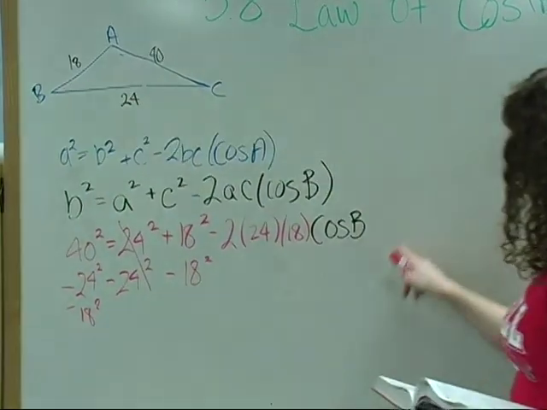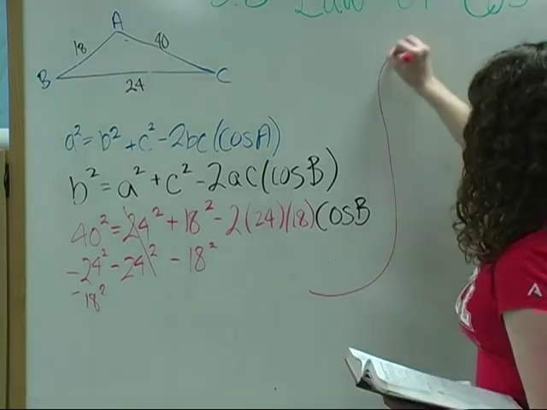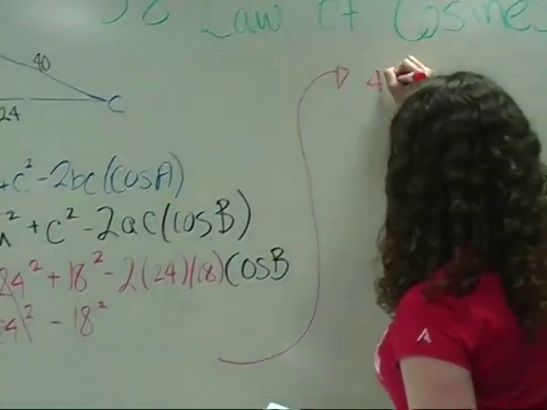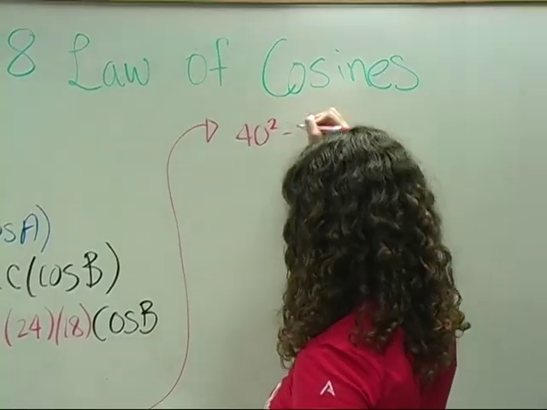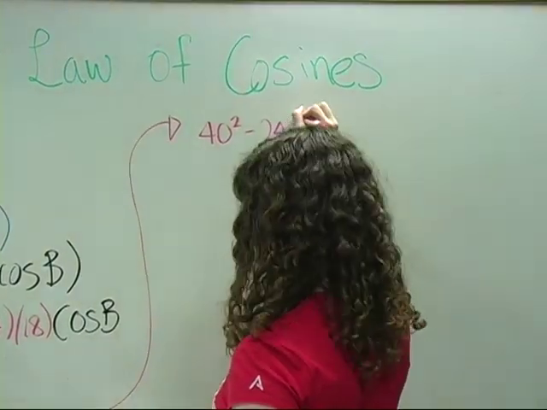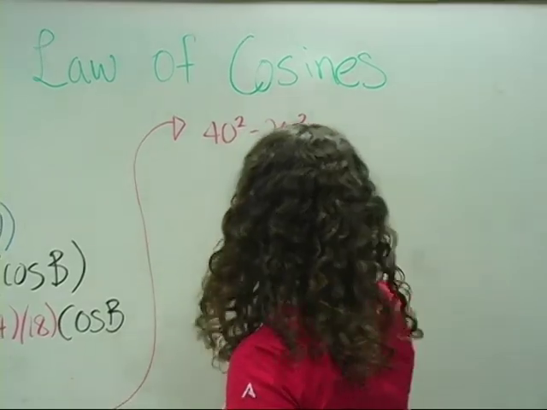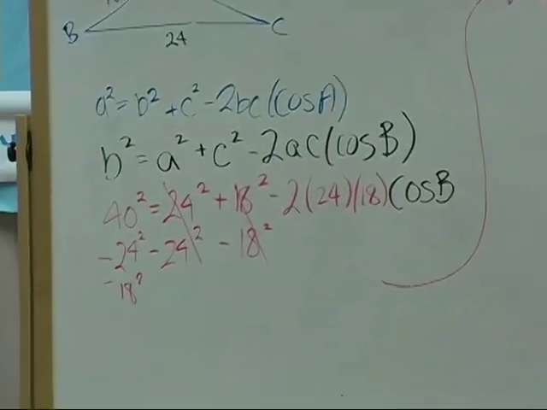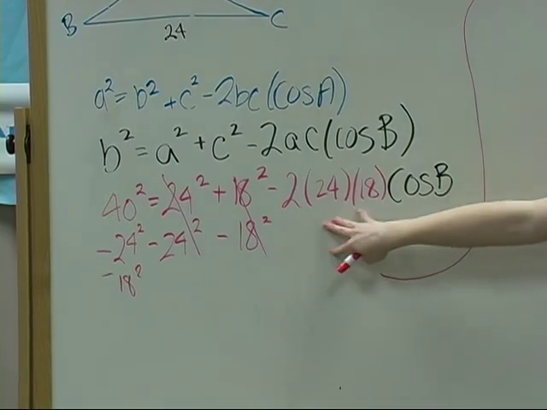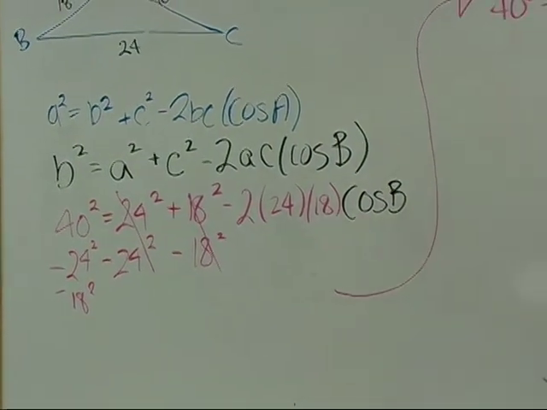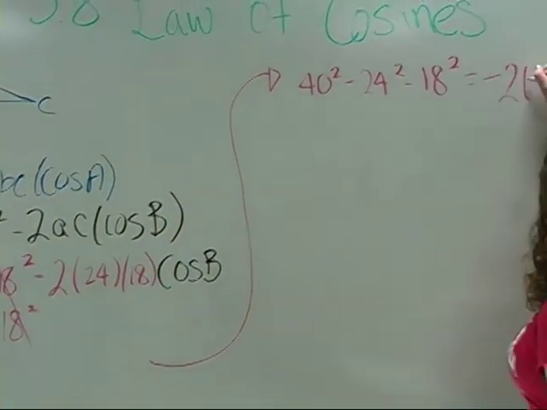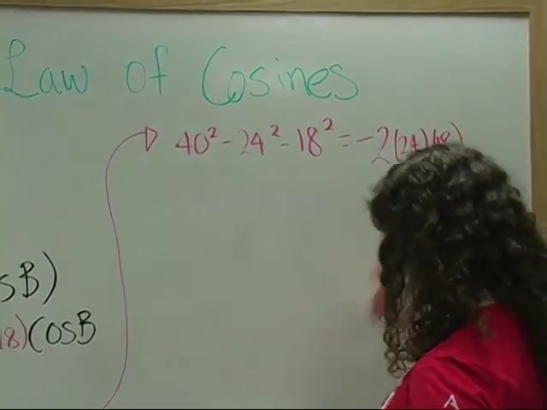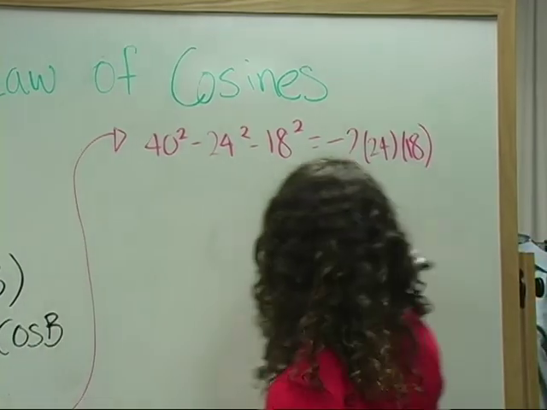And if we go over here, that is going to look like this. 40 squared minus 24 squared minus 18 squared equals negative 2. This is what's left of our equation. Negative 2 times 24 times 18 times cosine B.